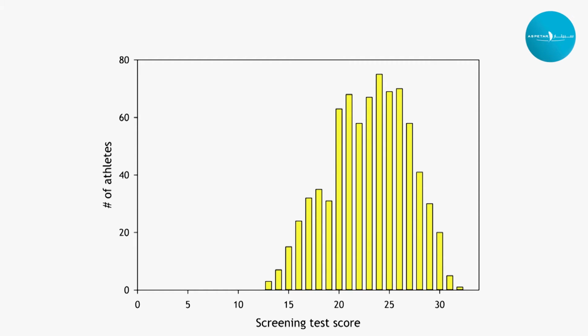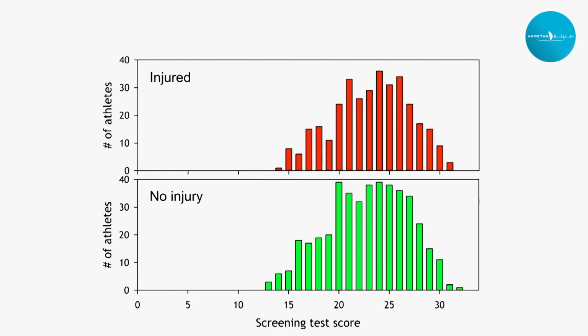So the question then is, if we now take this group and follow this group prospectively, let's say for a season or a year, and we then find out who gets injured and who is not injured, then we can split this graph into two. So the lower panel are the ones who stayed healthy throughout the whole season, and the top panel are those who were injured during the season.